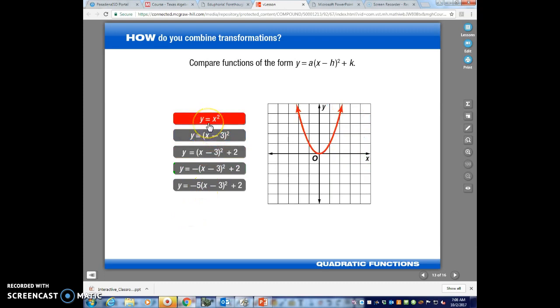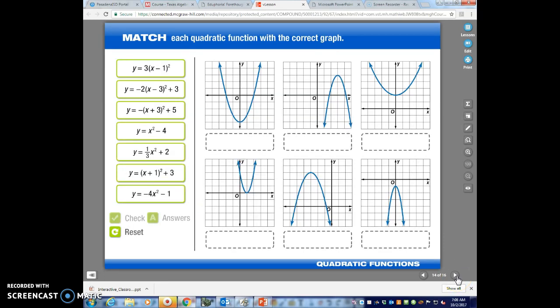Okay, so we're going to go through all these one more time. We start off with the parent function. This -3 inside the parentheses makes it go to the right 3. This +2 on the outside makes it go up 2. This negative sign here reflects it. And this 5 stretches it. Okay? Now let's see if we can match these up.